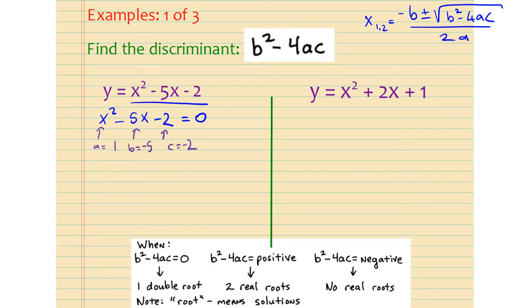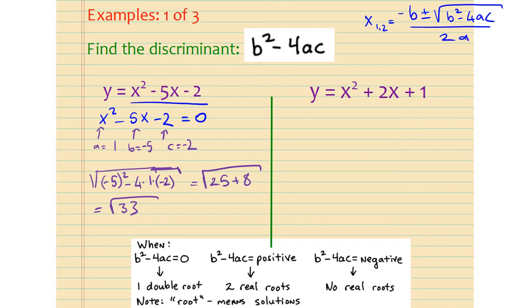I will substitute that into the discriminant, and our discriminant is b squared minus 4ac. I can do negative 5 squared minus 4 times a times c. This value will be equal to 25 plus 8. 25 plus 8 is 33, which is greater than 0. So we will have two real solutions.